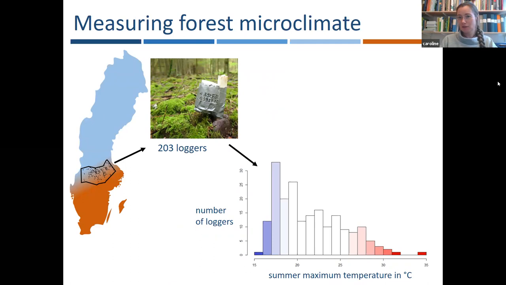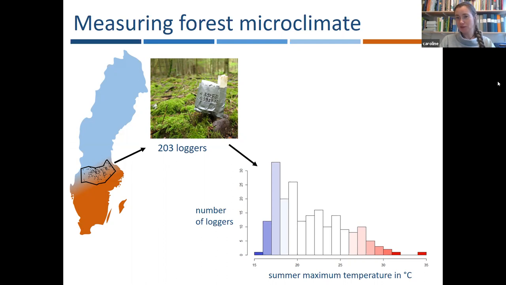So I placed more than 200 of these loggers across the forest in central Sweden, covering this Norrlandsgränsen or Limes Norrlandicus. And then they measured microclimate over more than 1 year. And the graph in the lower right corner shows the distribution of temperature across the loggers in the summer. These are the average daily maximum temperatures over a month. And what you see is that we have a large variation. So we had one logger that was on average 35 degrees warm. This is really hot. And the coldest logger was only 15 degrees warm during the day. So these are temperature differences that normally on the standard climate maps cover hundreds of kilometers.